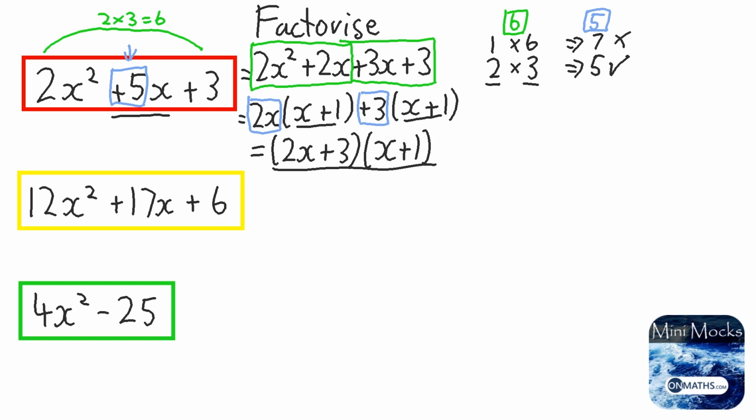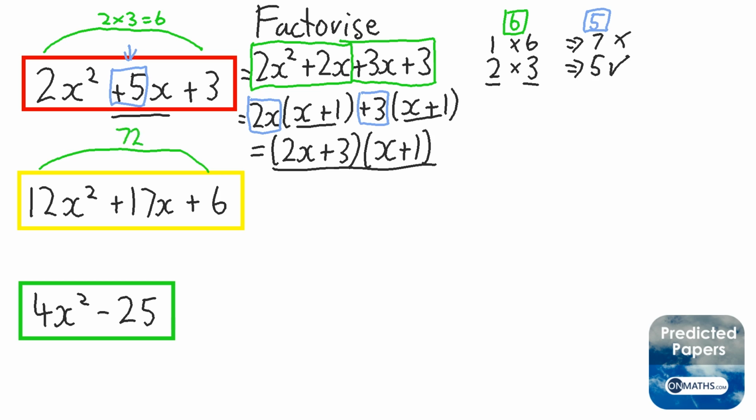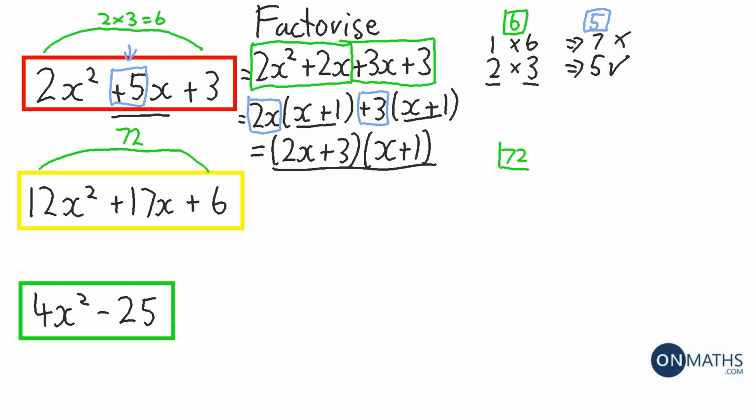It looks really complicated, but try and break it down step by step and do each step just one at a time. The second one's a lot more complicated because the numbers are bigger, but the steps are the same. So the first thing to do is times these two together. So 6 times 12 is 72. Now that's going to make it much more difficult, but not impossible. We know the two numbers are going to add together to make 17.